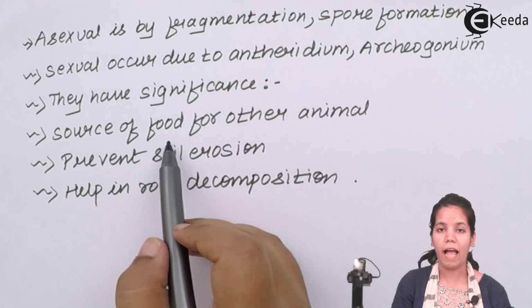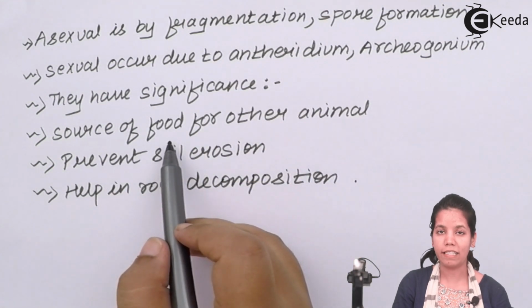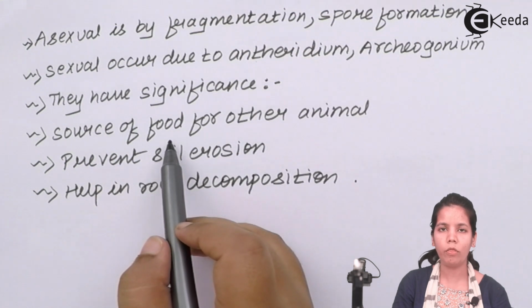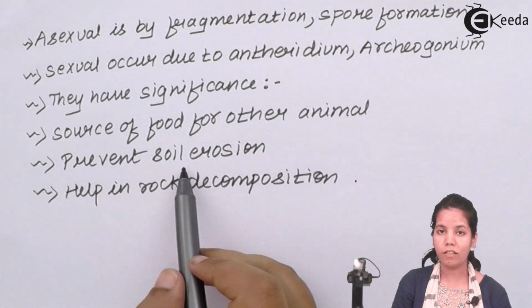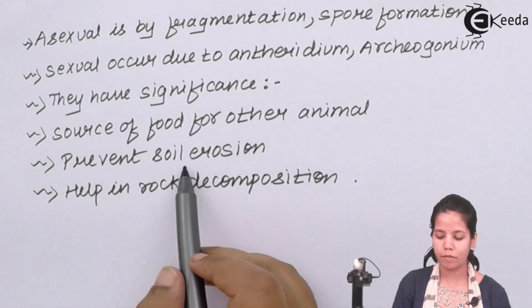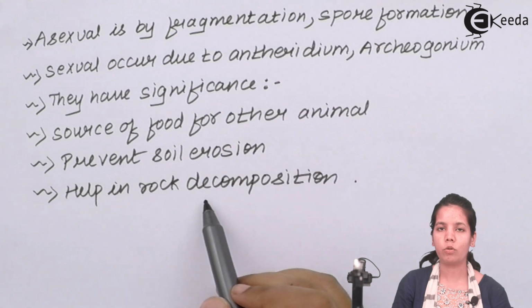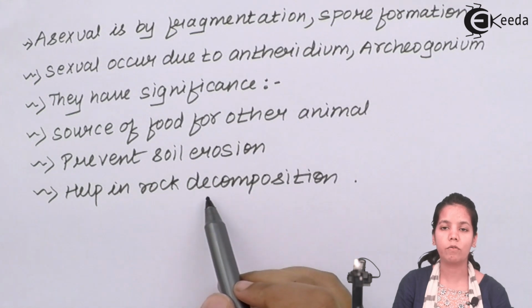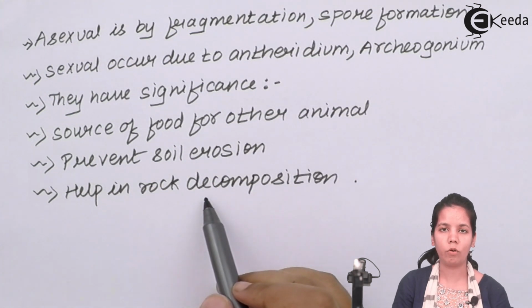There are certain significance or importance in kingdom Plantae. One of them is they act as a source of food for other grazing animals on the mountain top. They prevent soil erosion by holding the soil tightly by their roots. They help in rock decomposition. Whenever they penetrate in the deep layers of soil, they help to break down rocks into pebbles and particles.